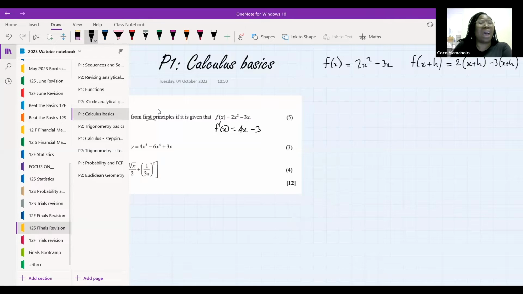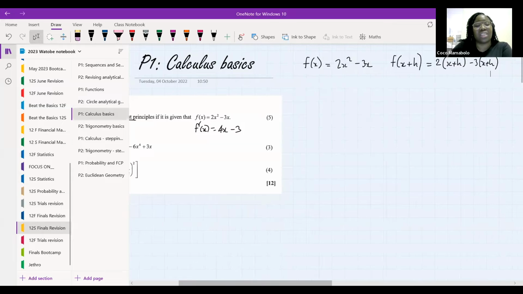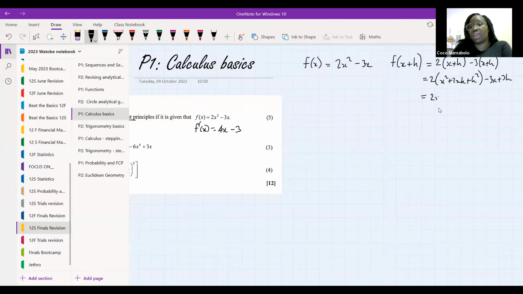And then I'm not going to leave that there. I'm actually going to FOIL it out and get the answer that I want before we continue, right? So I'm going to put there 2. This is going to give me x squared plus 2xh plus h squared minus 3x plus 3h. And that's going to give me 2x squared plus 4xh plus 2h squared minus 3x plus 3h.